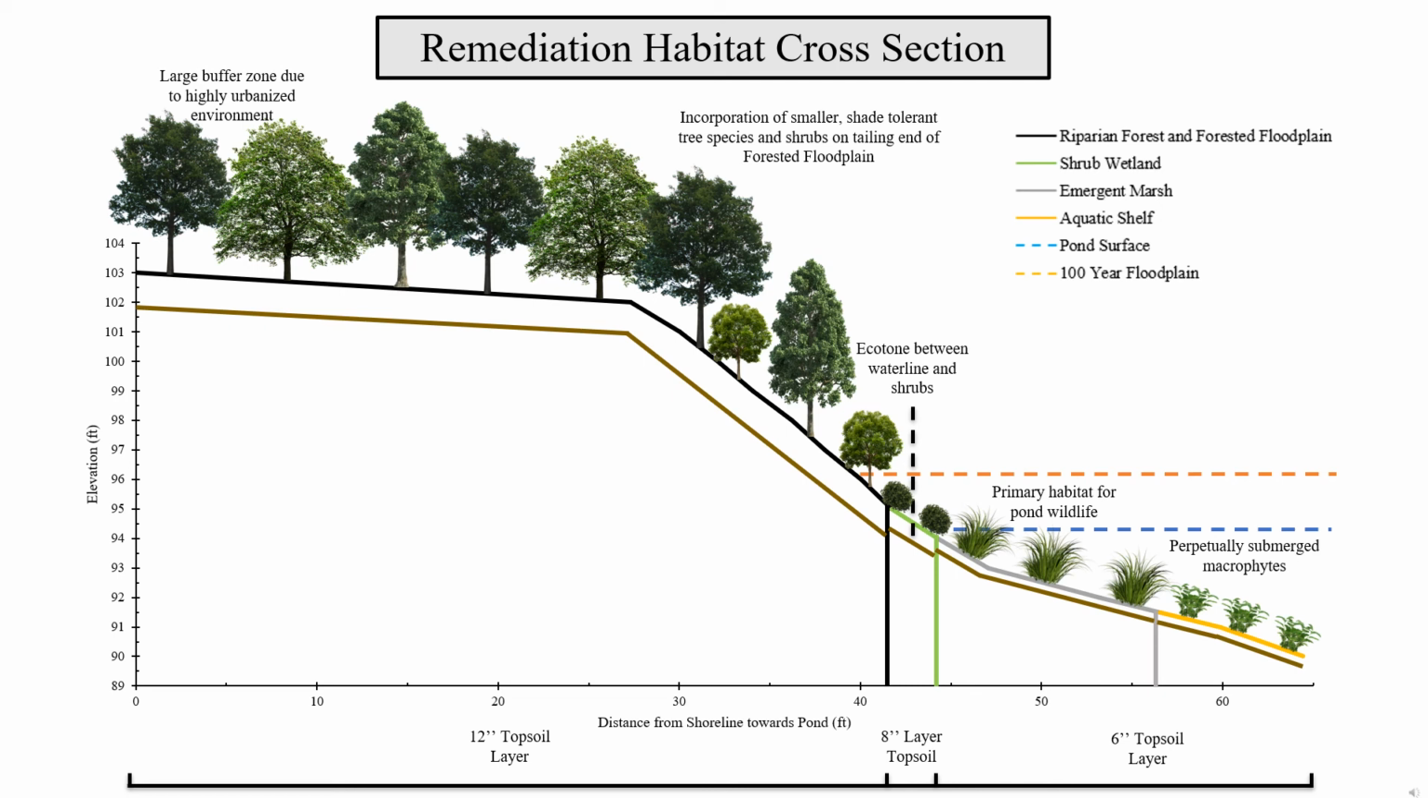Local species of trees, shrubs, and macrophytes were chosen to be planted to reduce erosion and increase function of the wetlands. Considerations were also made for the wildlife, including bats, birds, fish, and turtle.